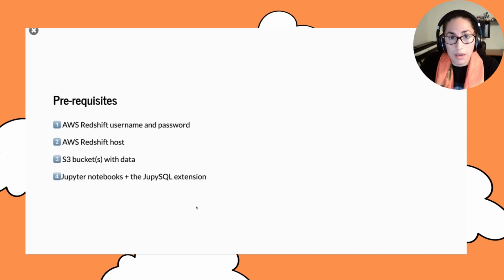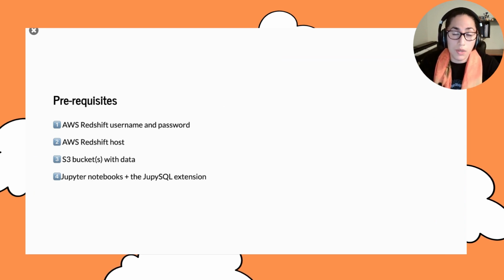So some of the prerequisites that we're going to be needing include, of course, an AWS Redshift username and password. You're going to need to set up a host. It'll be good to have S3 buckets with data. In this case, you don't have to have one from scratch. We're going to be following the one from the tutorial. And of course, Jupyter Notebooks and the JupySQL extension. This is worth noting: you can actually run all of this analysis on your local computer. You don't need to purchase any more units or set up a SageMaker instance just to run these notebooks. You can just do this locally via JupySQL.